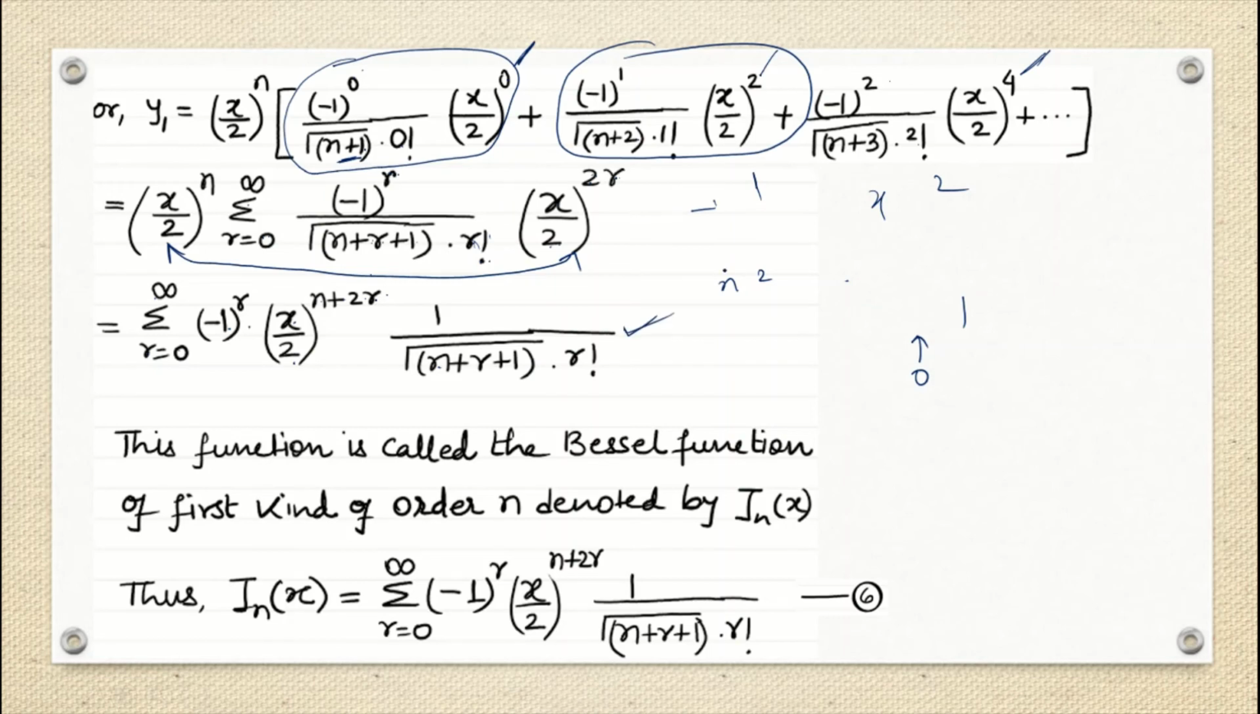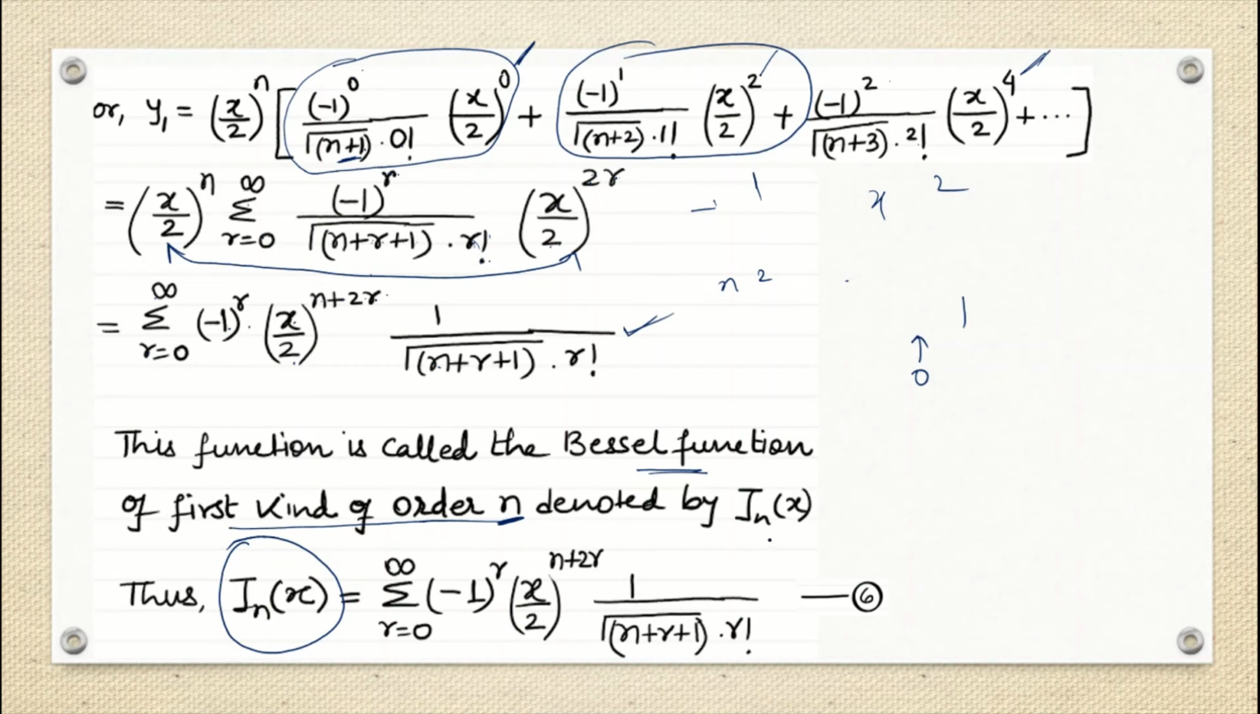So this is called the Bessel function of the first kind of order n, and we denote it with Jn(x). This is called the Bessel function. The Bessel function is also called a special function. There are different special functions, and one of them is the Bessel function, which is nothing but Jn(x). So Jn(x) is called the first kind of order n, where n is the order of the Bessel function.